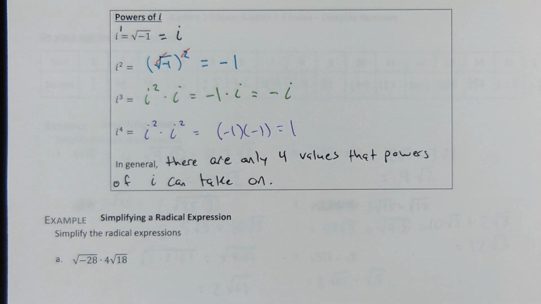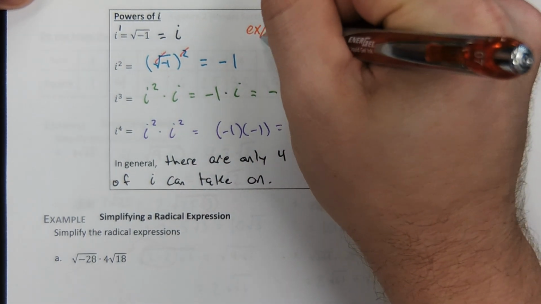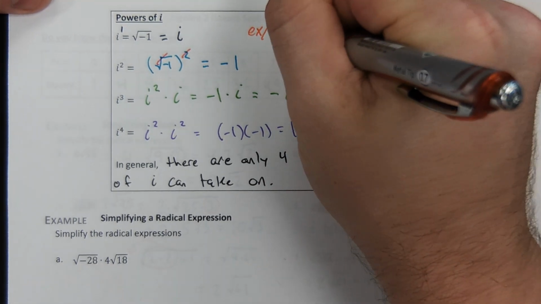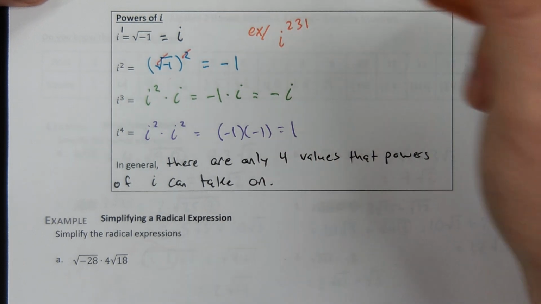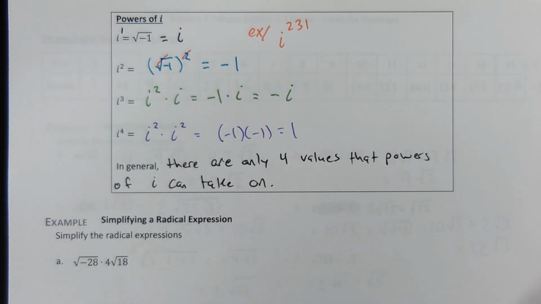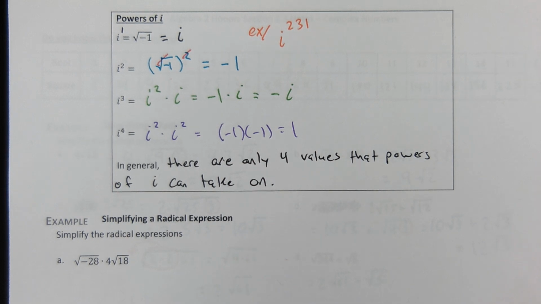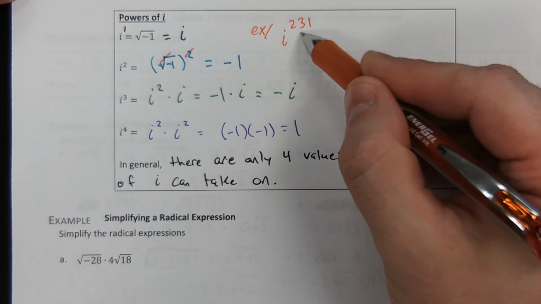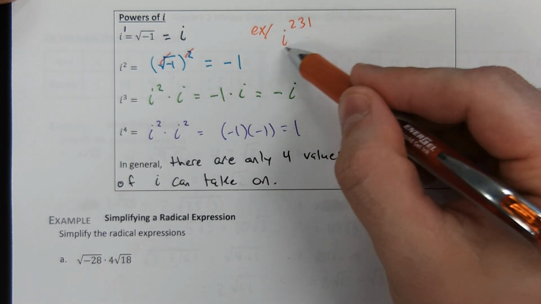And this gives us the ability to simplify big powers of i. For example, I'm just going to make up a 3-digit number. How about 2, 3, 1? i to the 231. We're going to figure out what this equals together. Now, it would be helpful if you knew the multiples of 4 trick. I can tell you right now, this is not a multiple of 4. The trick for multiples of 4 is just look at the last 2 digits in any number. If it ends in a 2-digit number that is divisible by 4, the whole thing is divisible by 4.